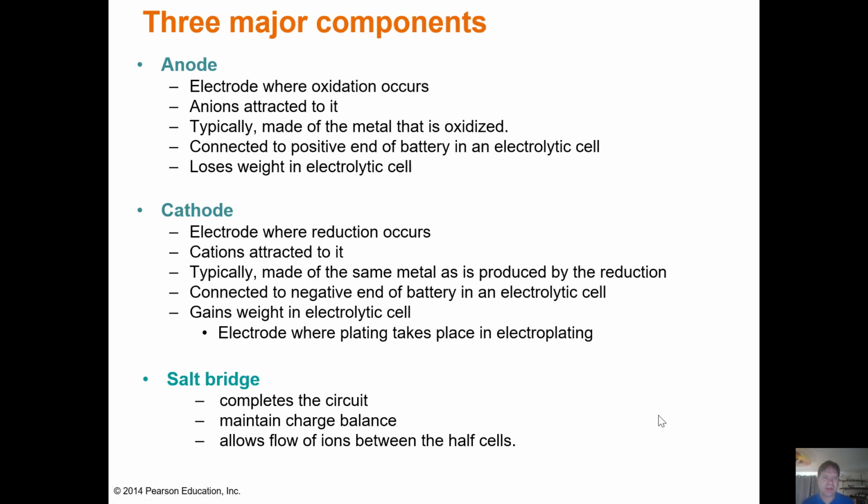Again, these major components, I'm not going to read through each of these again. We pretty much did that as we were looking at the picture, but if you want to see it summarized in a written form, that is here. You can pause if you need to write these down or take a picture, whatever works best for you. So you want to know all of this information related to a voltaic cell.